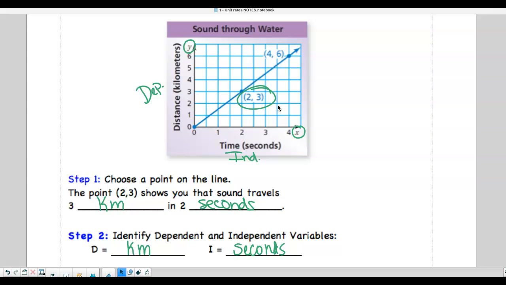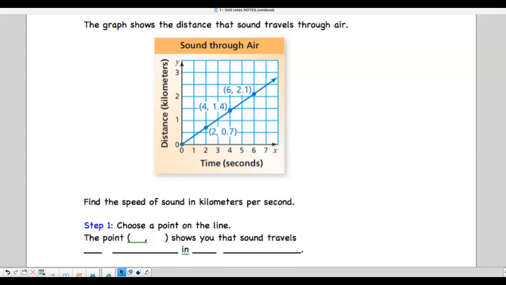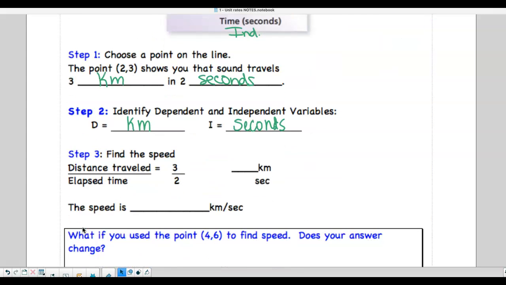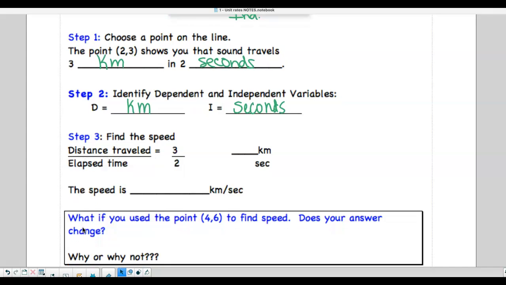Okay, you're going to have to be able to identify independent and dependent on your homework. I'm going to make this so that I can see. Okay, maybe I can't. Okay. Oh, there we go. So let's find the speed. If it travels 3 kilometers in 2 seconds, let's simplify that. What would that be? Find the unit rate. I'm going to divide by 2. That's 1.5 kilometers in 1 second. The speed is 1.5 kilometers per second.